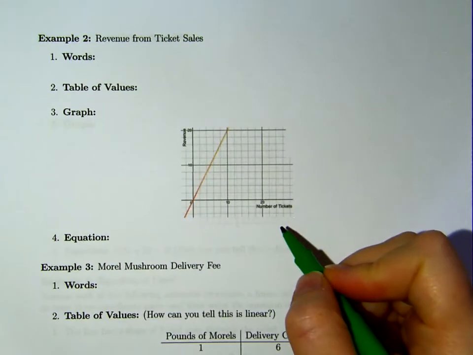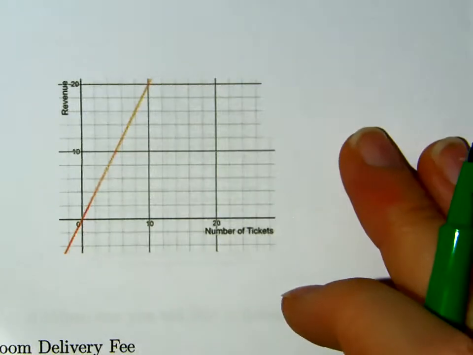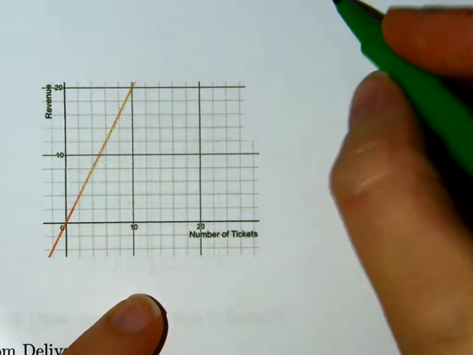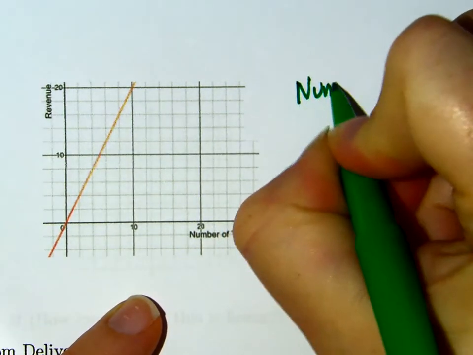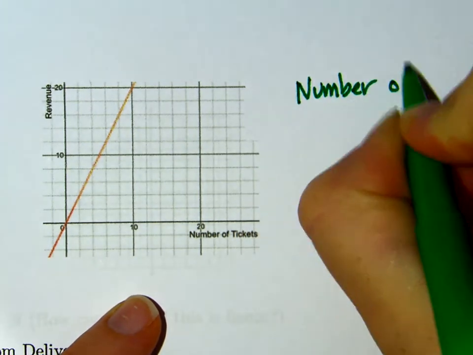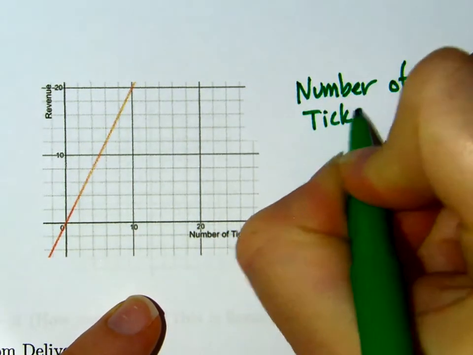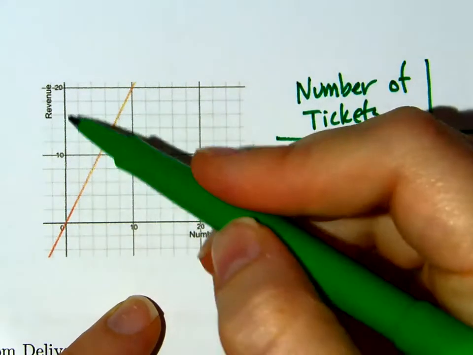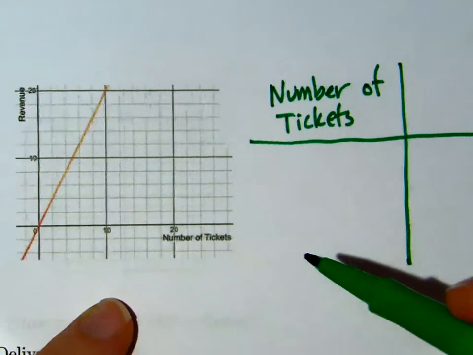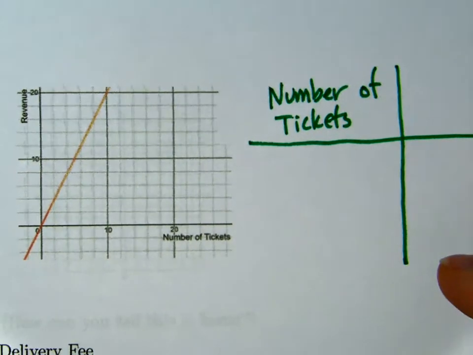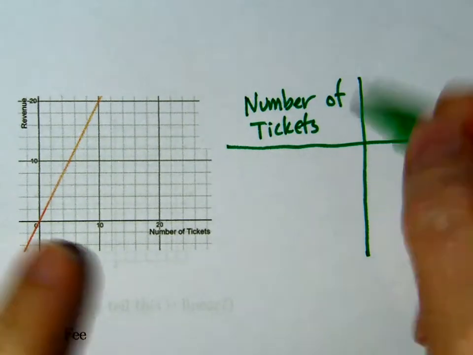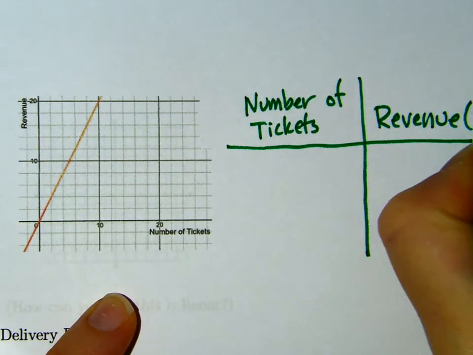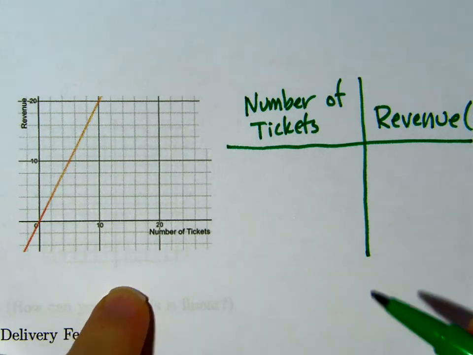I see here that it says, I'm going to zoom in on this. Number of tickets and revenue. There we go. Revenue is money brought in. So we're going to assume that's in dollars.